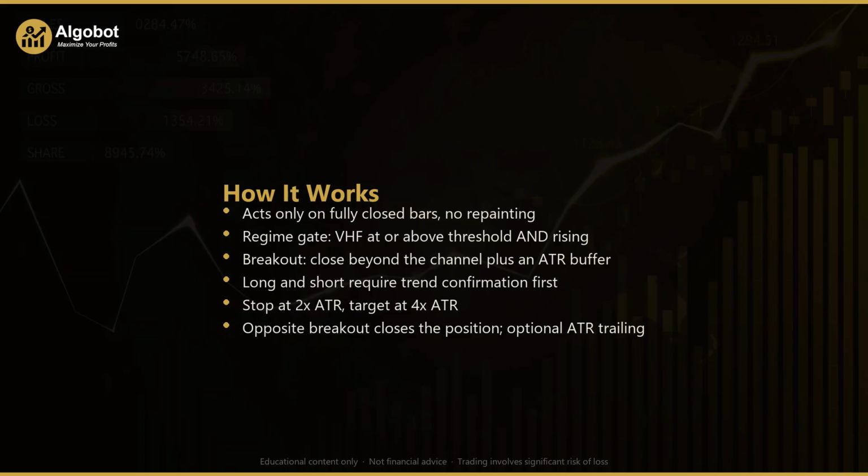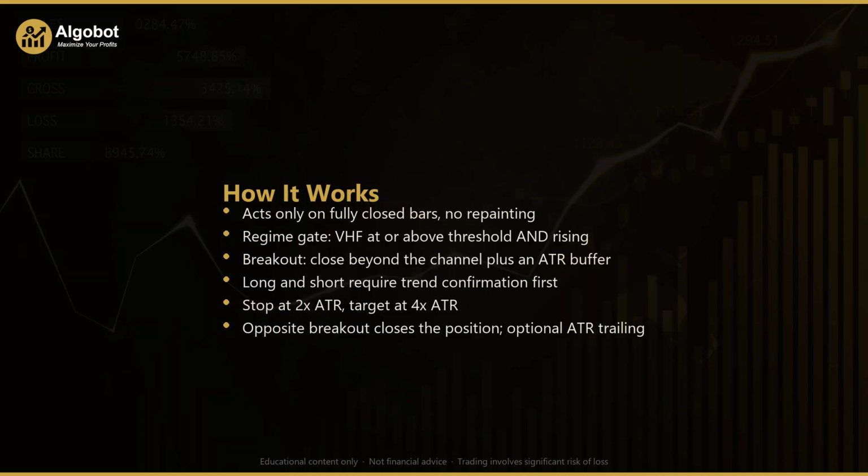It then checks two things. First, is the filter at or above the trend threshold, which defaults to 0.35. And second, is the filter rising? That is, is its current value greater than it was 3 bars ago? Only when both are true does the strategy consider the market to be trending and strengthening. If the filter is below the threshold, or if it's fading, the strategy stays on the sidelines and takes no new trade.